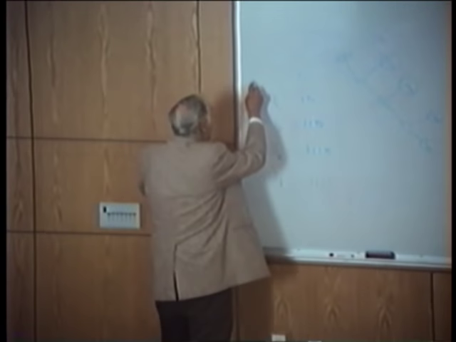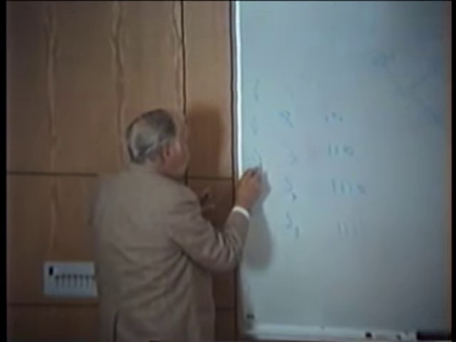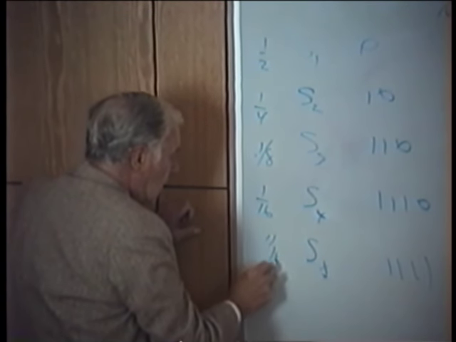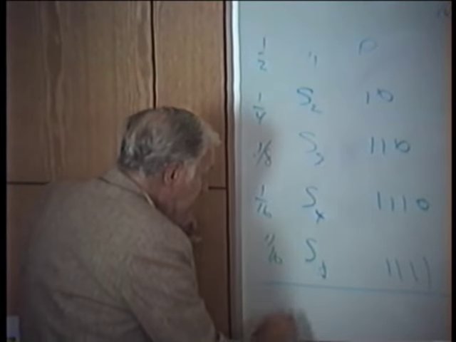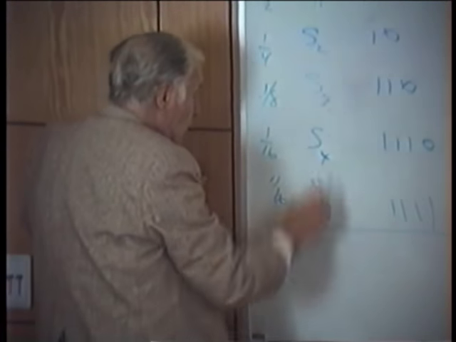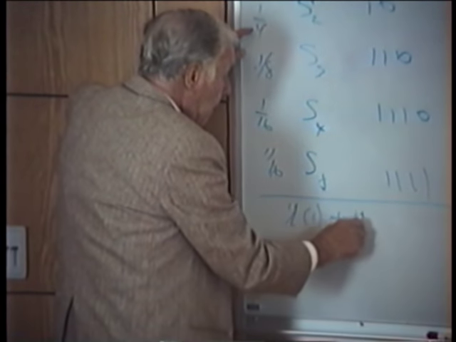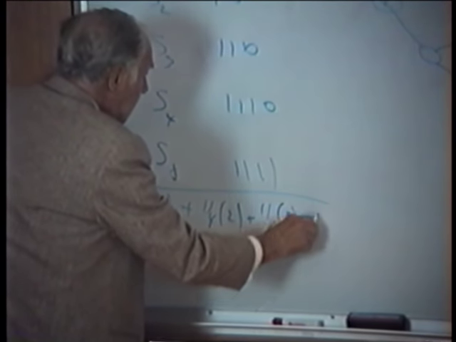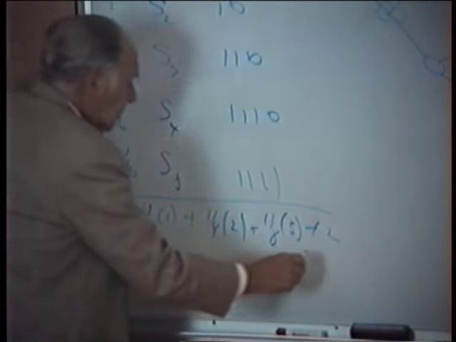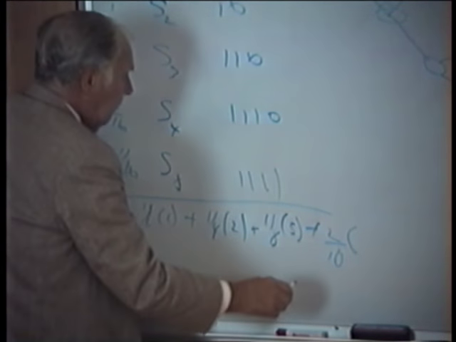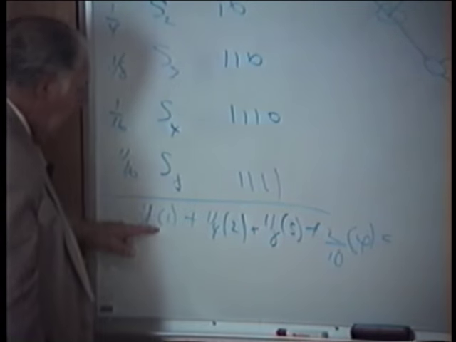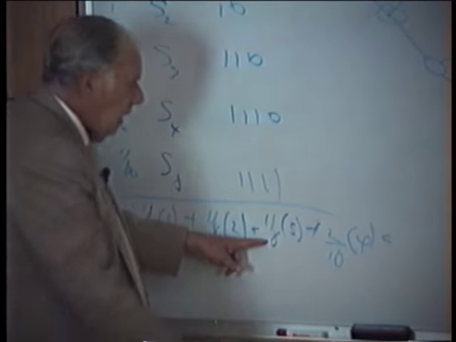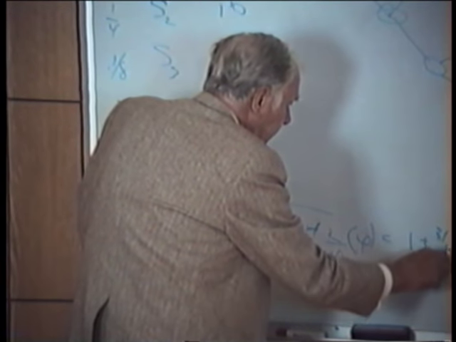Well, suppose these probabilities are 1/2, 1/4, 1/8, 1/16, and 1/16. I have a half times length 1, plus a fourth times length 2, plus an eighth times length 3, plus 2 of probability 1/16 of length 4. A half plus a half is 1, plus 3/8, 1 plus 3/8, plus 8/16 is a half, 1 7/8.